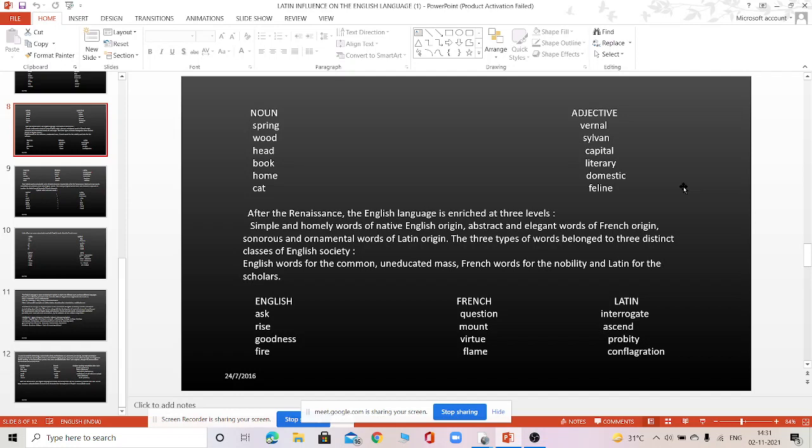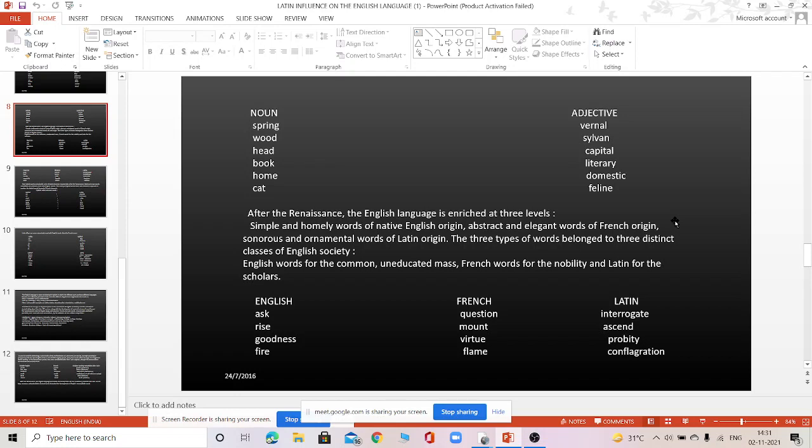So after the Renaissance, what happened? The English language was enriched at three levels, that is, in three ways. Firstly, simple and homely words of native English origin; abstract and elegant words of French origin; sonorous and ornamental words of Latin origin. So, in these three ways, the English language came to be enriched.